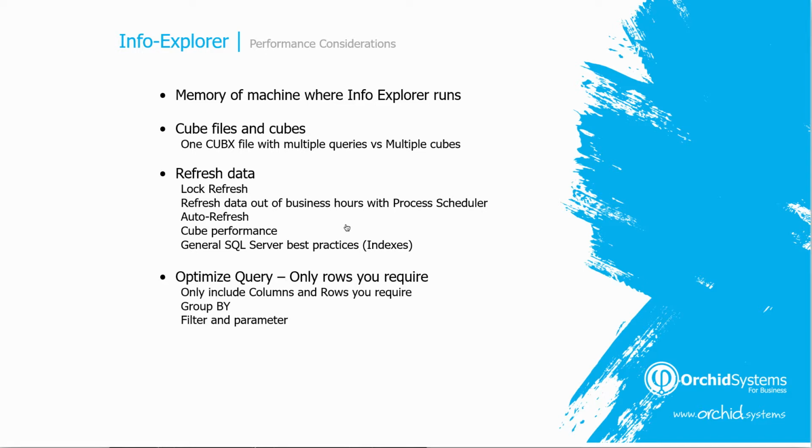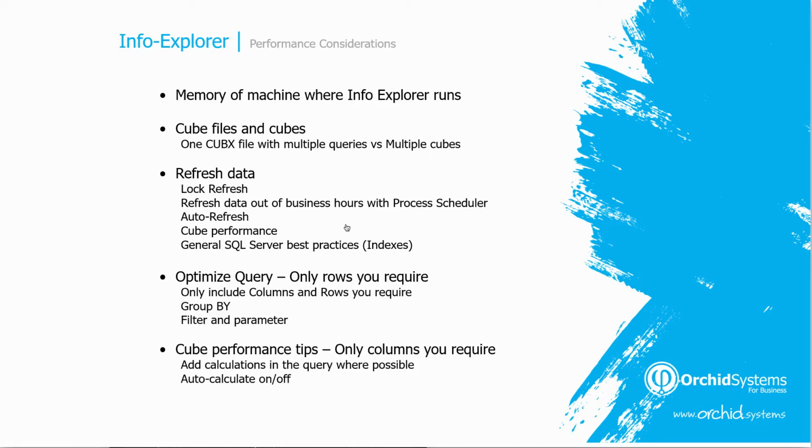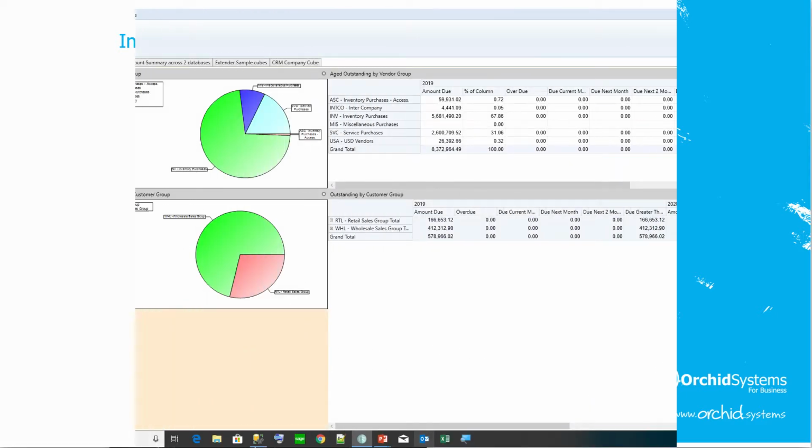When using the cube in particular, you need to make sure your query is optimized, that you only return the rows that you require and the columns that you require. And for that, you can use group by, filter, and parameters, and add the calculations in the query where possible. You can also turn auto-calculate off while you're dragging dimensions around. So we'll look at all this in a bit of detail now in Info Explorer.